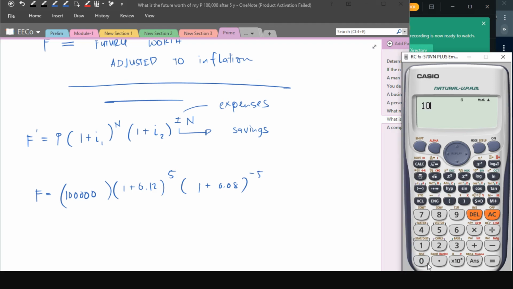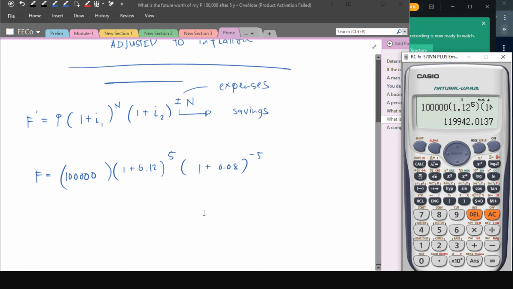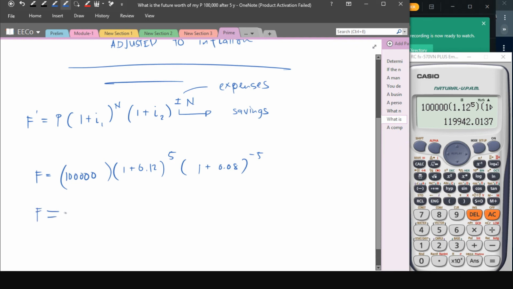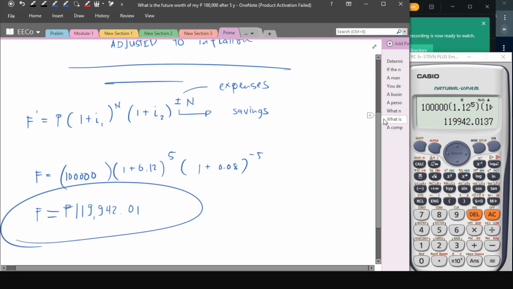So, the answer will be 100,000 times 1.12 raised to the 5th power, multiplied to 1.08 raised to negative 5. So, the answer will be adjusted to inflation. Your money will be, after 5 years, affected pa rin. Hindi ganun kalaki na din. So, 119,942 pesos and 1 centavo. That is for inflation. Next one.